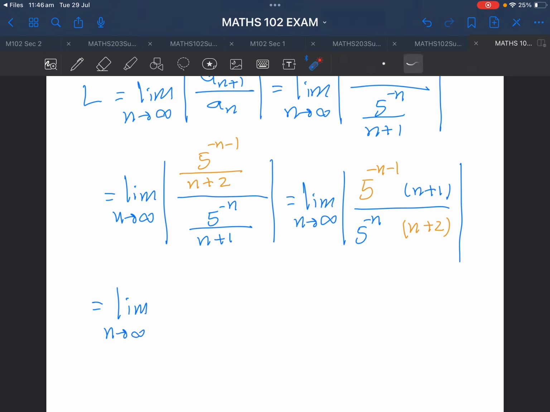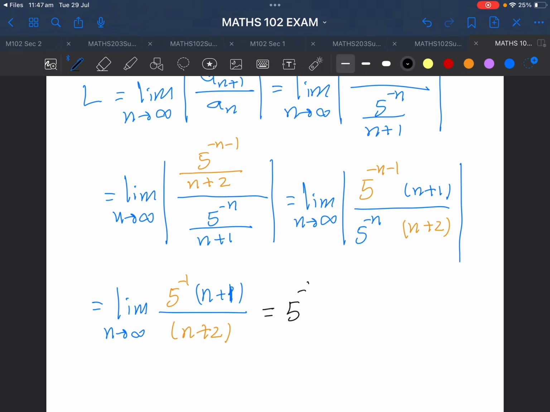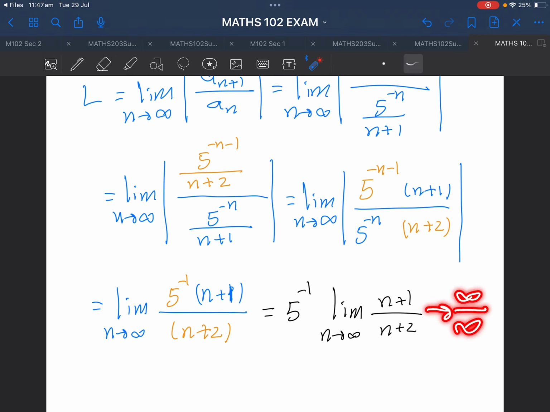Well, there is some kind of cancellation. 5 to the negative n, 5 to the negative n, so we will just have 5 to the power of negative 1. So this will remain. And then we have n plus 1 divided by n plus 2. If we simplify it, 5 to the negative 1 will get out, and then we will get this usual limit where we have n plus 1 over n plus 2. Now, if we do direct substitution, you get infinity over infinity. So what do we need to do? Of course, we need to do L'Hopital here.